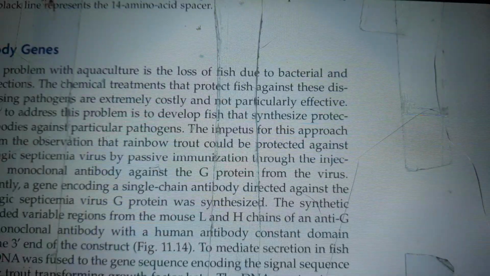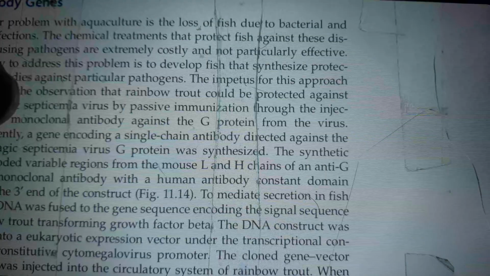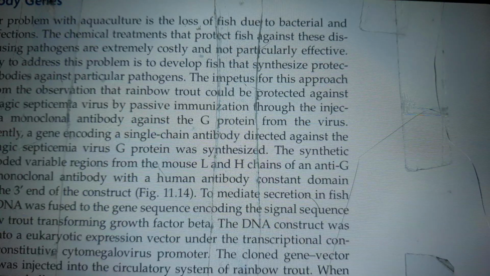And now, into the antibody genes. A major problem with aquaculture is the loss of fish due to bacterial and viral infections. The chemical treatments that protect fish against these disease-causing pathogens are extremely costly and not particularly effective. One way to address this problem is to develop fish that synthesize protective antibodies against particular pathogens.